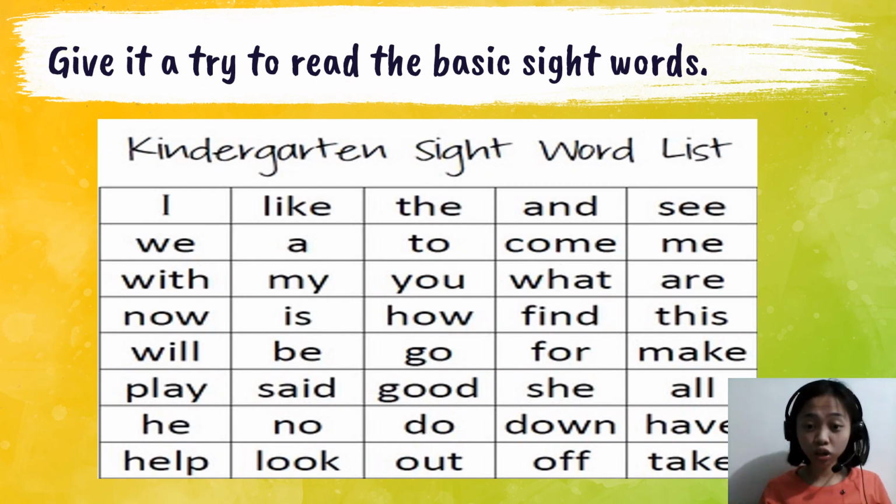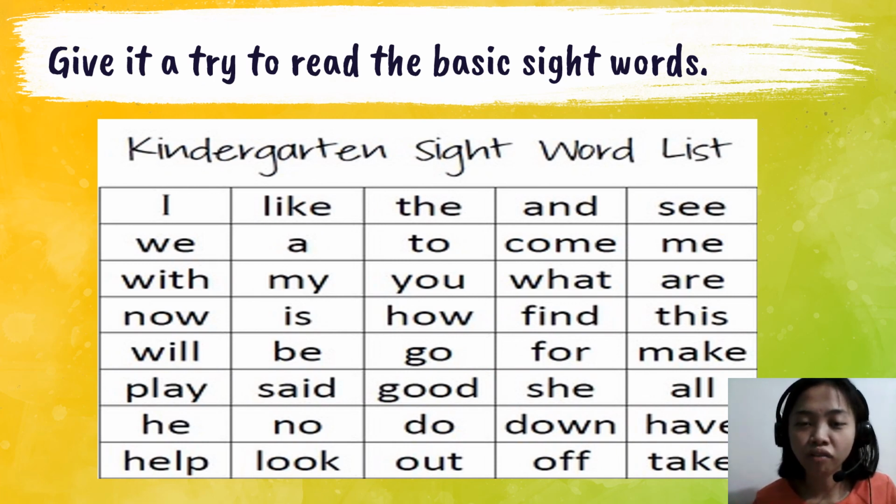Say look. And then the next one, O for O, U for U, and T for T. If we combine all these sounds, we say out. Again, out. Next, O, F, F. If we combine these sounds, we say off. Turn off the lights. Meaning you're going to turn it off or shut it down.